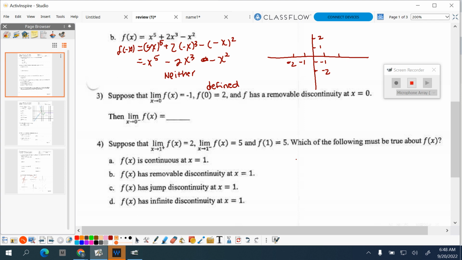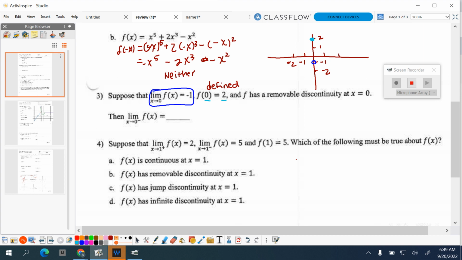All right. It says suppose as x goes towards 0, f of x equals -1. So right here, f of x equals -1. I put a little hole there to denote that. It's this portion. But we also have that f of 0, when x is 0 and y is 2, there's a point. So it's defined right here.